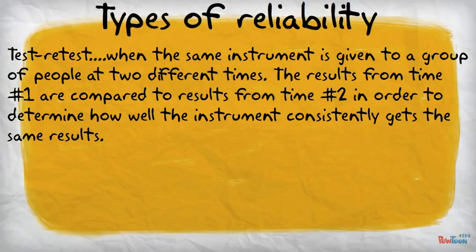This is when the same instrument, so the same survey, is given to a group of people at two different times. The results from those people from the first time they filled out the instrument are compared to the results from the second time in order to determine how well the instrument consistently produced the same results from those people.